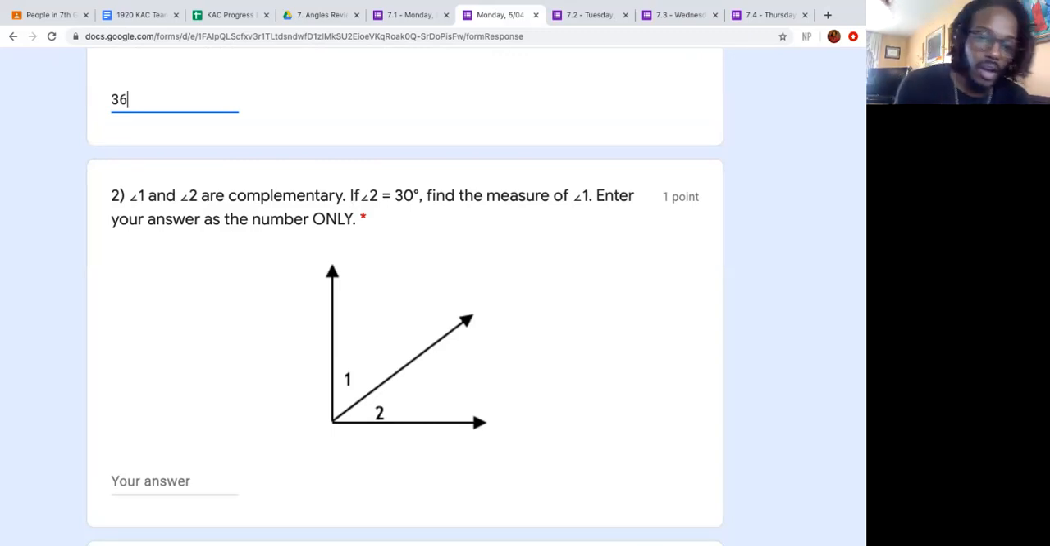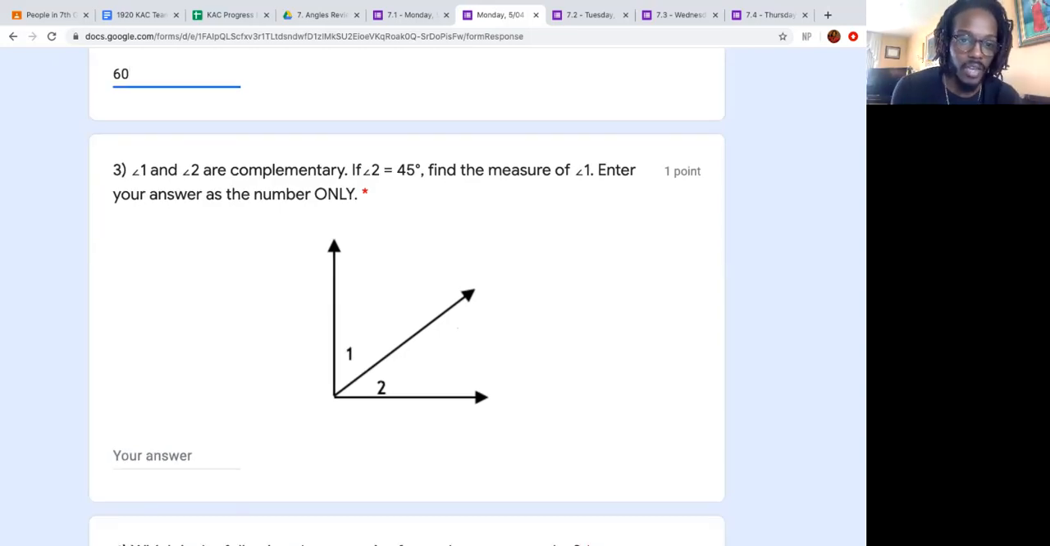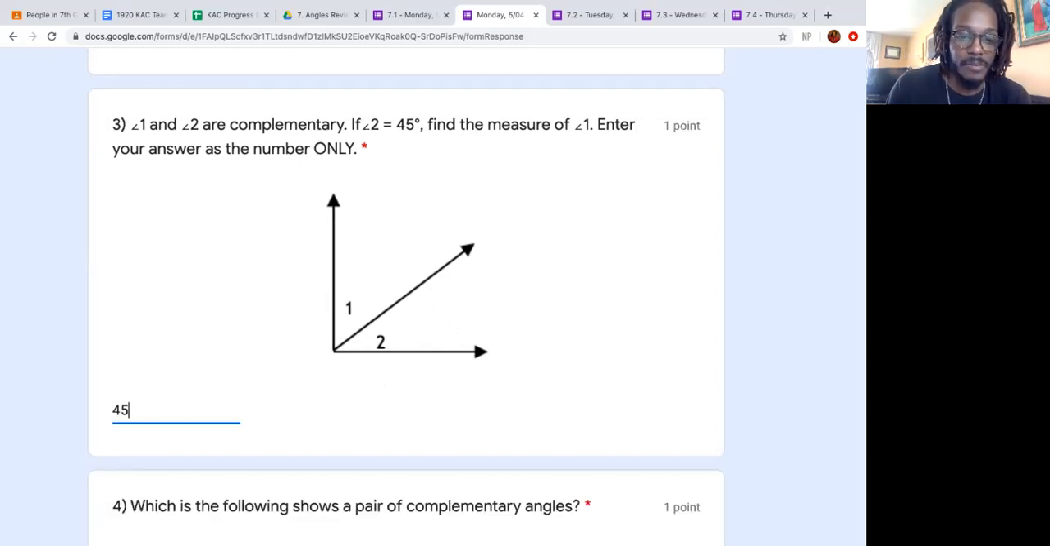Let's keep it going. I think you guys are going to be able to get the hang of this. Angle 1 and 2 are complementary, which means they total 90 degrees. If angle 2 is 45 degrees, we need to find the measure of angle 1. We know that angle 2 is 45. So again, complementary angles, we can say 90 minus 45, and it gives us 45. That means that these two angles are not only complementary, but they're also congruent, which is kind of cool. Meaning they have the same size.